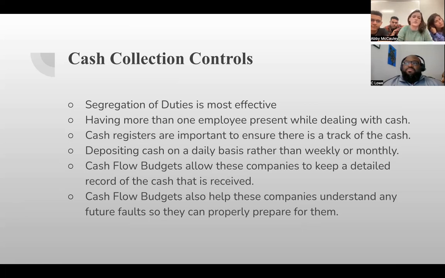Another one is cash registers, which are really important to ensure that there's a track of the cash. Depositing cash on a daily basis rather than a weekly or monthly basis will help keep a record of that too. And then for cash flow issues, a cash flow budget allows companies to keep a detailed record of the cash that is received. And it also helps these companies understand any future faults so they can properly prepare for them.